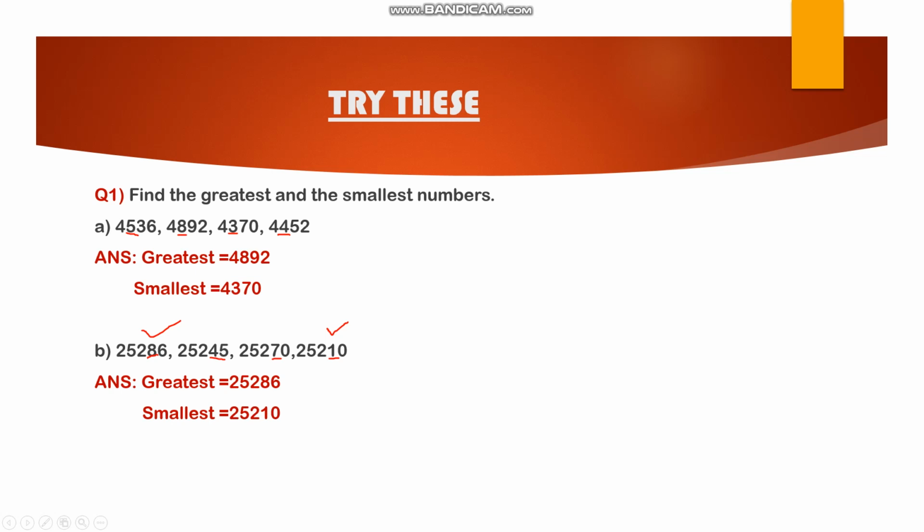Now, we are moving to the next level of comparison, and that is ascending and descending order. Here also we have to compare these numbers and arrange them in ascending order. What is ascending order? Ascending order means arranging the numbers from smallest to largest. You check which is the smallest number here. Which is the smallest number?